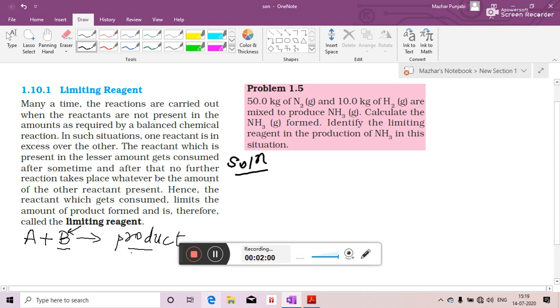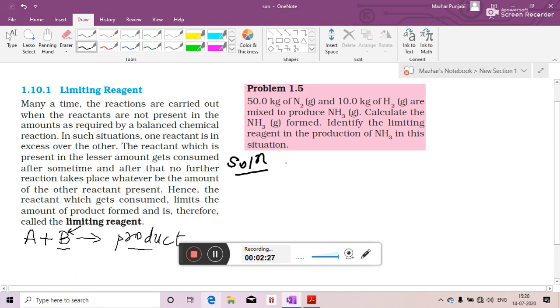Let us take a numerical to understand this. Problem 1.5. 50 kilogram of N2 and 10 kilogram of H2 are mixed to produce NH3. Calculate the NH3 formed. Identify the limiting reagent in the production of NH3 in this situation.